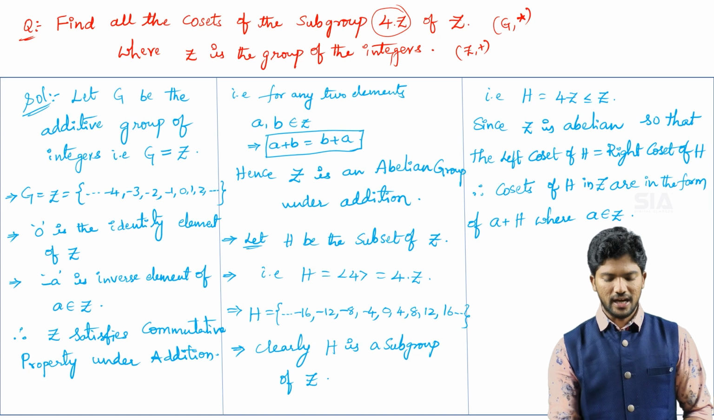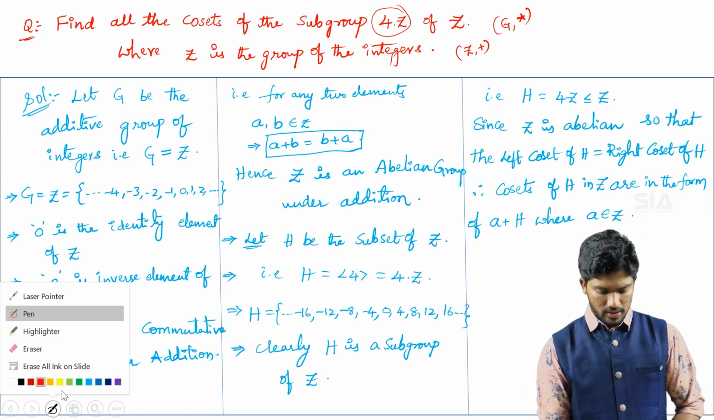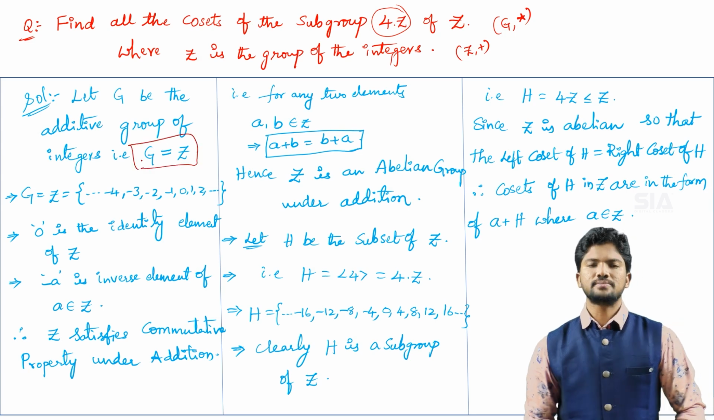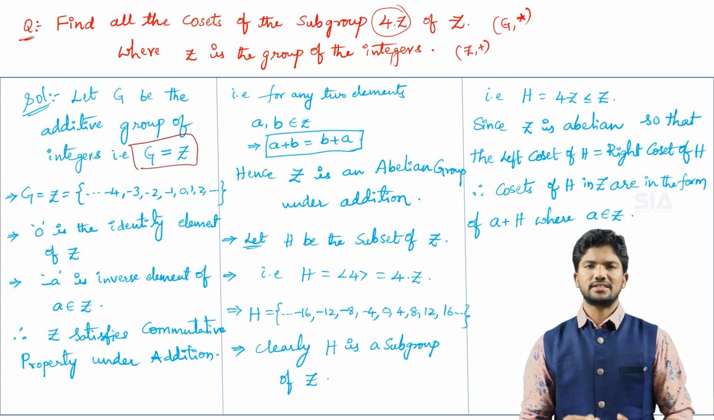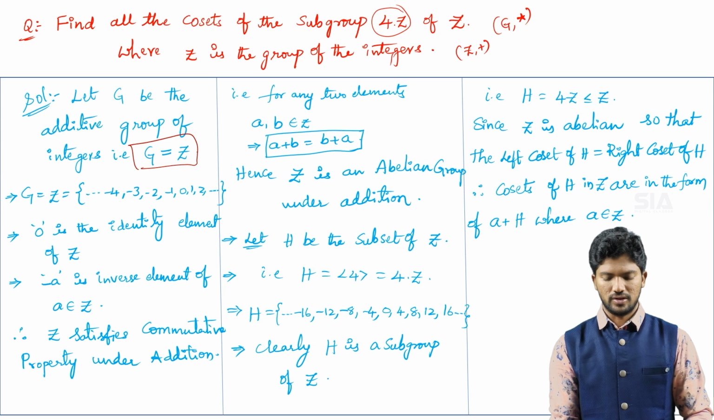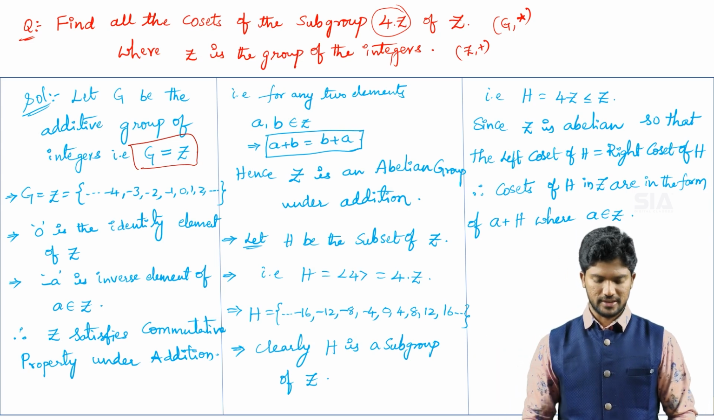Now you can see the solution. Let capital G be the additive group of integers. Then you can take capital G equal to Z. I am taking capital G, the group of integers, equal to capital Z. It is a group under addition. So I am taking capital G equal to Z equal to minus infinity up to minus 4, minus 3, and so on, up to plus 4, and so on up to plus infinity.